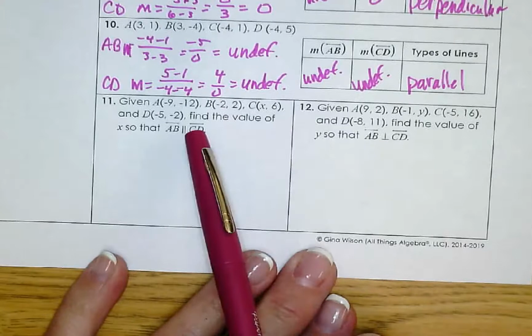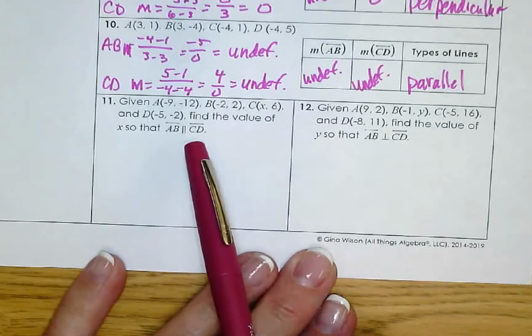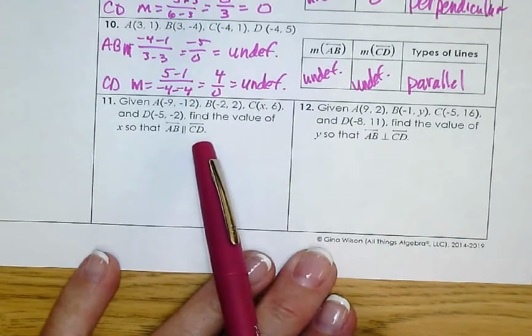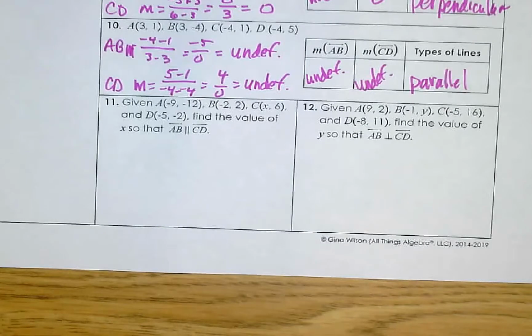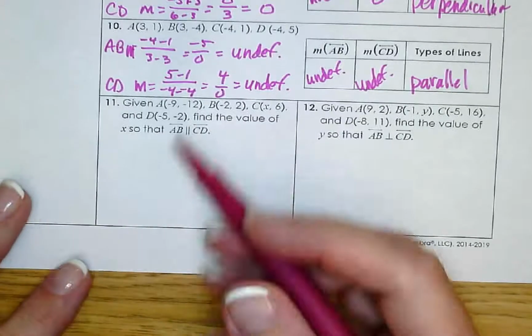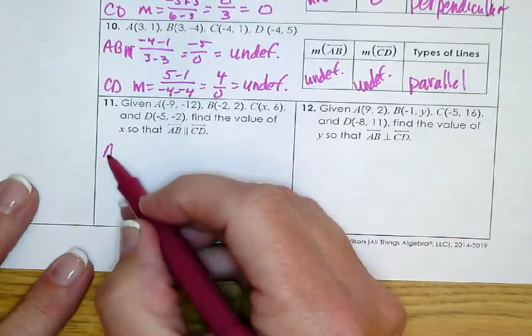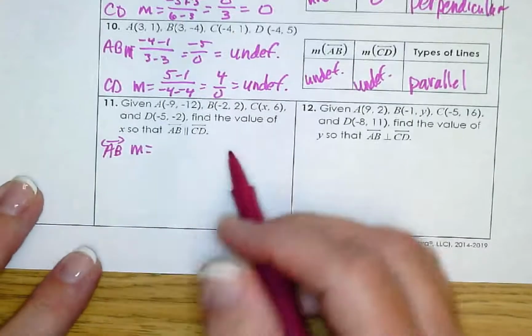They give us the 6, and they want us to figure out what number x would be so that the line AB and the line CD would be exactly parallel to each other. So remember, parallel slopes are equal to each other. So if I can find the slope of one, I can use that to help me find the slope of the other. Because I have points A and B already, I can find the slope of AB.